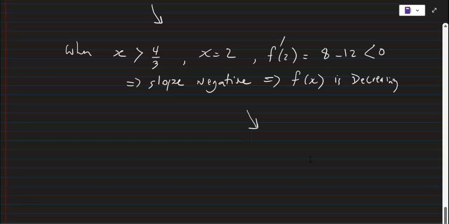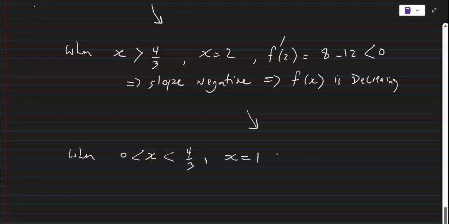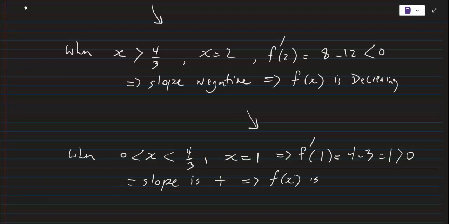Okay, so what happens when x is between 0 and 4/3? Let's suppose x is 1. If that's the case, f prime of 1 is 4 minus 3, which is equal to 1, which is greater than 0. That means the slope is positive, and the function f of x is increasing. That means it's an upward curve.